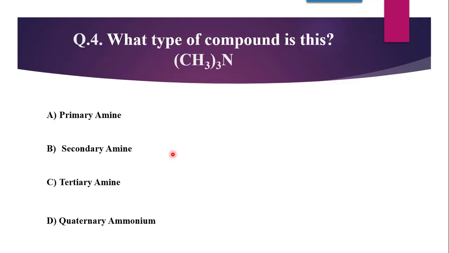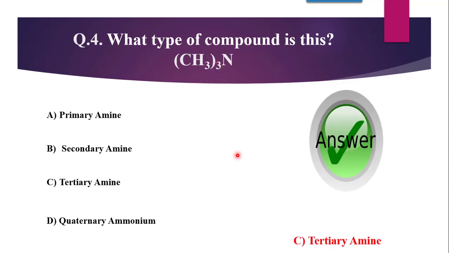Next question is, what type of compound is this? This compound is, as you can see here, nitrogen which is attached to 3 CH3 groups, so 3 methyl groups. So primary amine, definitely it is not there because primary amine contains 2 hydrogens, secondary contains 1 hydrogen, tertiary contains no hydrogen. So it is tertiary amine. So the answer is C, tertiary amine. It is also not quaternary because for quaternary a plus charge will come and 4 substituents will come.